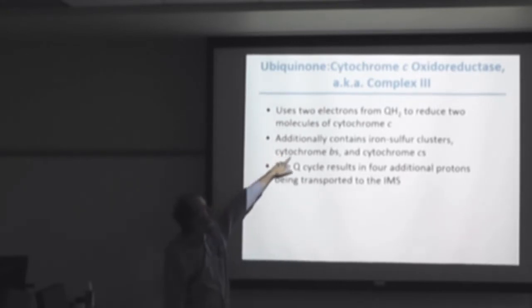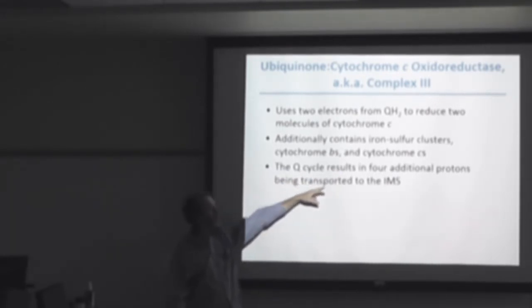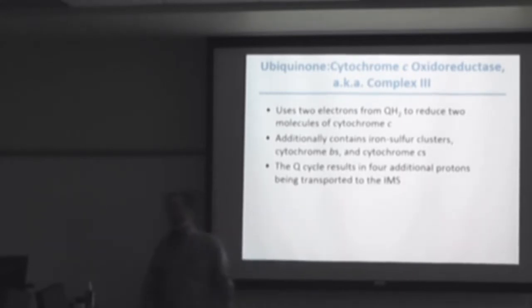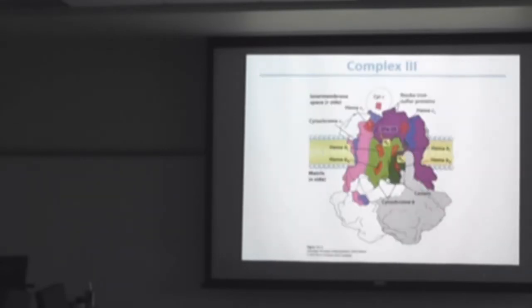Okay. Additionally, contains iron sulfur clusters, cytochrome Bs and cytochrome Cs. The Q cycle results in 4 additional protons being transported to the inner membrane space. And this Q cycle, you got to look at it. It's a real kind of convoluted process, but we'll see. This is where we see our semiquinones come out in the electron transport.